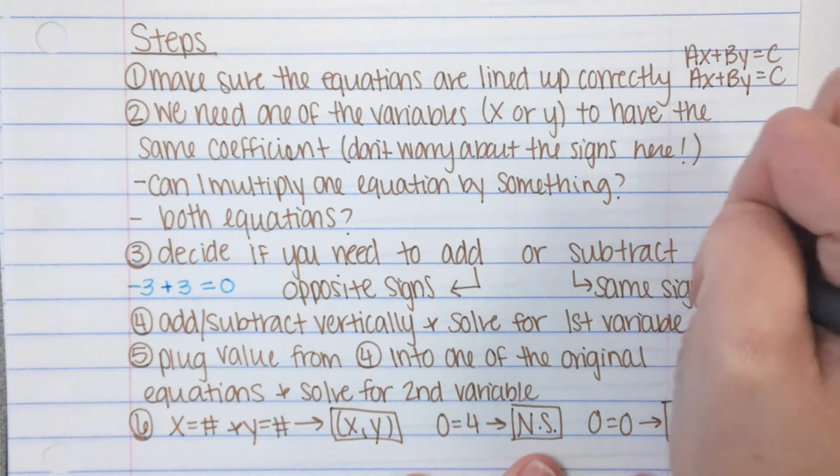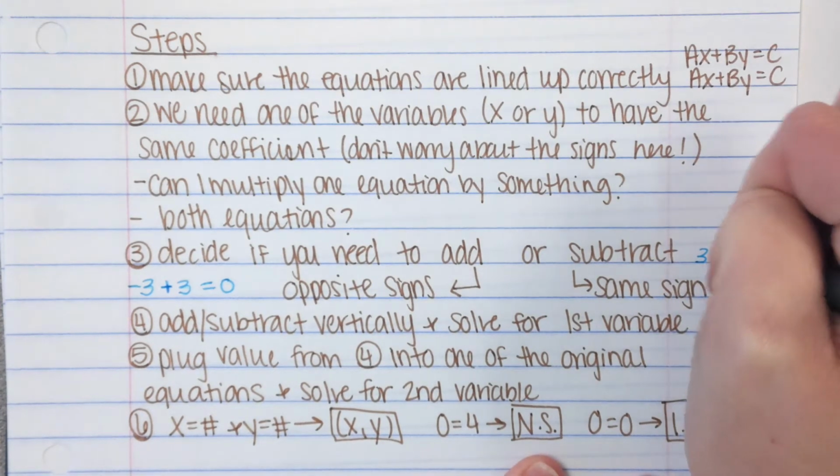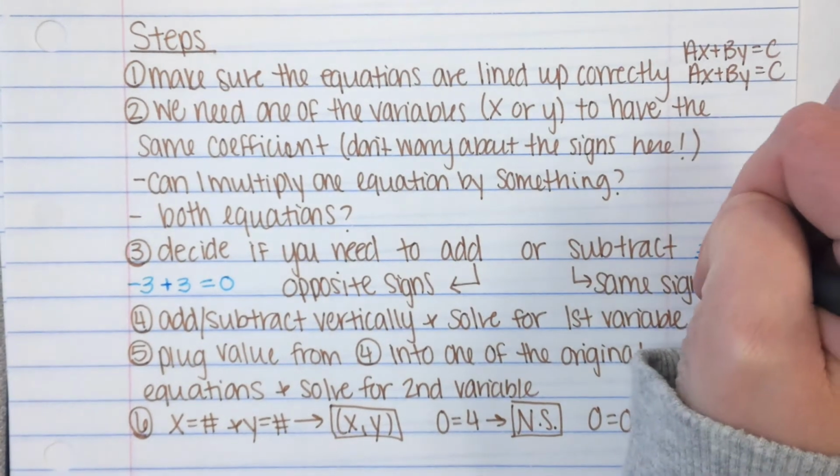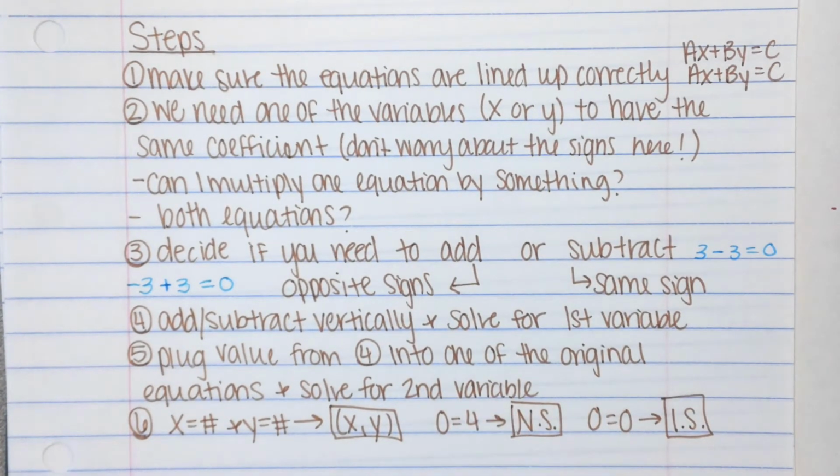So if I give you 3 and 3, and I want that to equal 0, those both have the same sign. They're both positive. What needs to go in the middle to make that statement true? Subtract. Good. So that's kind of what we're going to look at.